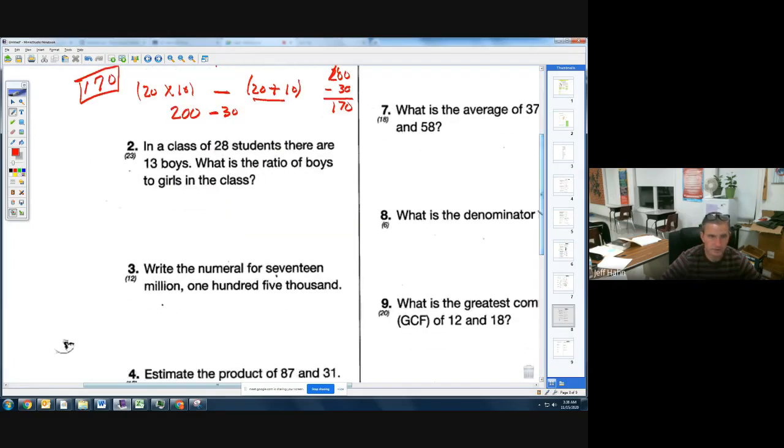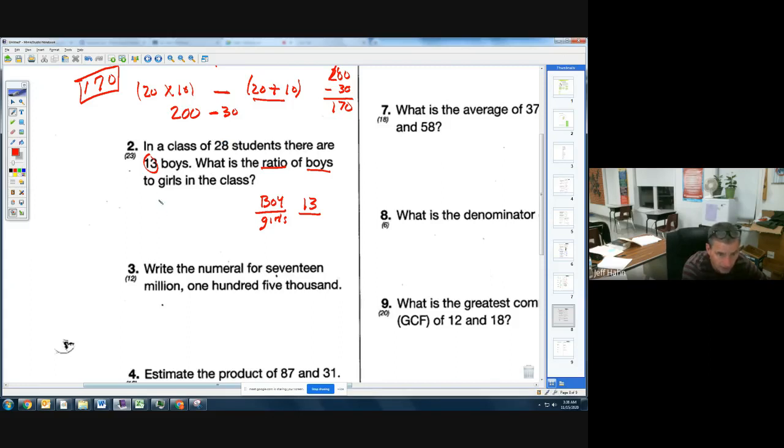Problem number 2, in a class of 28 students, there are 13 boys. What is the ratio of boys to girls? Now notice, kids, it doesn't tell me the girls, so I'm going to have to do a little bit of figuring here, but I'm going to write down my ratio first. Ratio of boys. First one given has to go on top. Of boys, ratios are in fraction form, to girls. Now we do know that there are 13 boys, so I can put my top number in there, but I don't know how many girls there are. I just know how many total students.